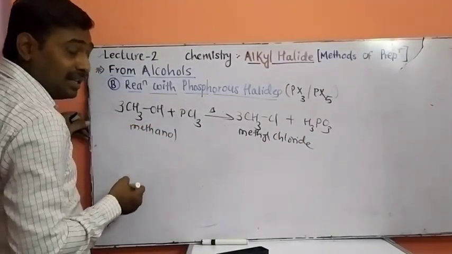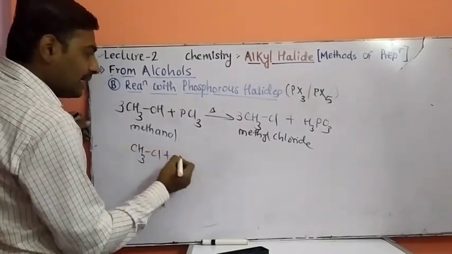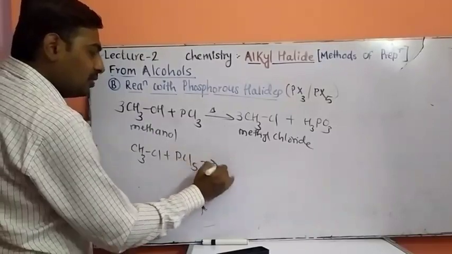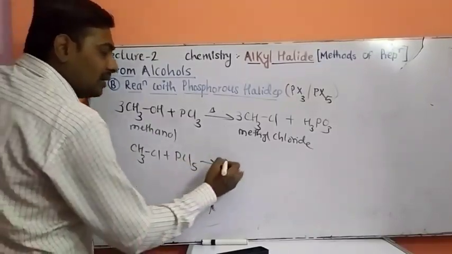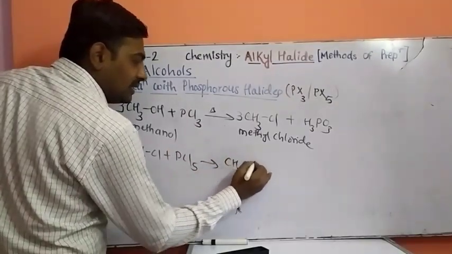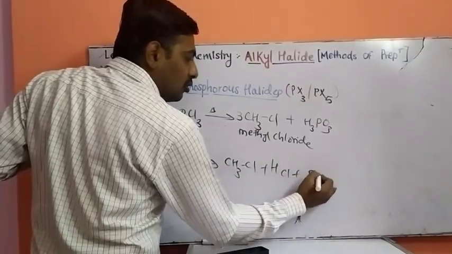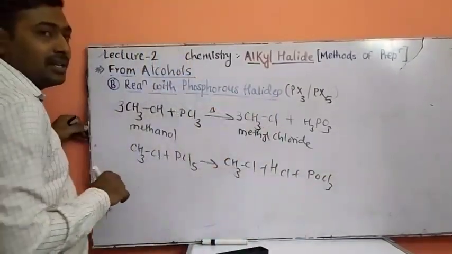Same reaction with PCl5. So what will be the reaction? When CH3Cl is reacted with PCl5, only one incoming chlorine is there, so it will not require 5 moles. So what does it give? CH3Cl as a main product, plus HCl, plus POCl3 as a byproduct in this reaction.